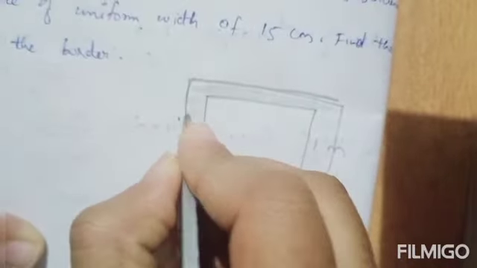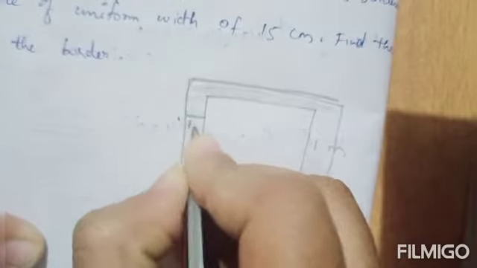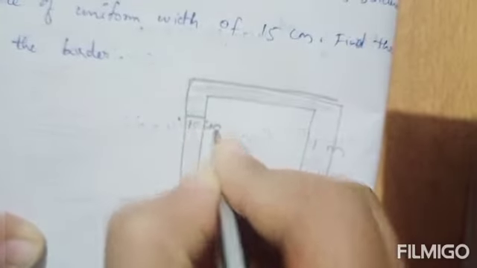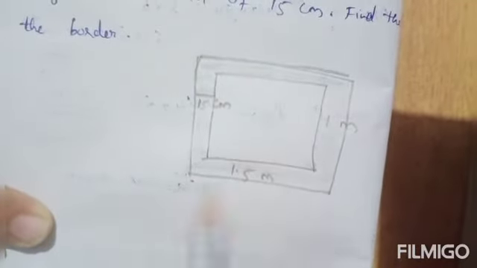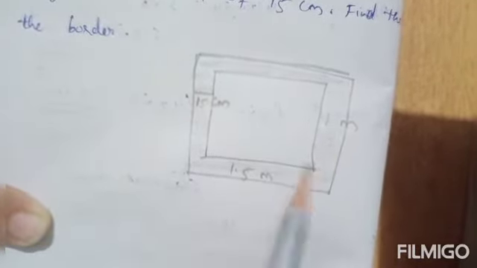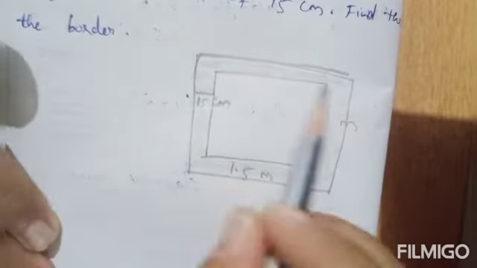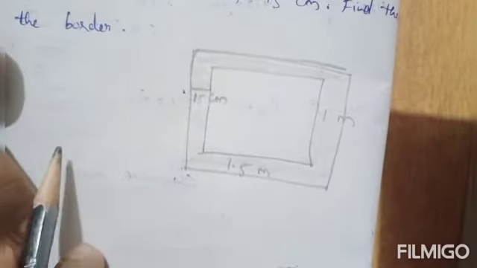Okay, now its width is given as 15 centimeter. That is this width, this distance, it is given as 15 centimeter. You have to find the area of the border. That is the area of the shaded region. Area of lace you have to find.